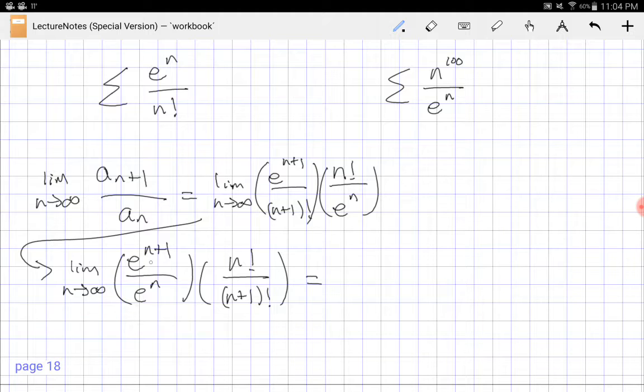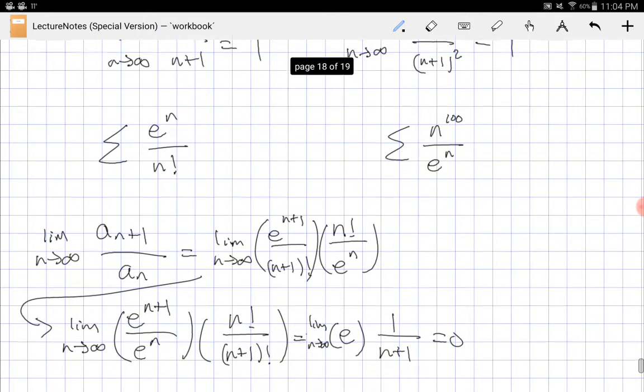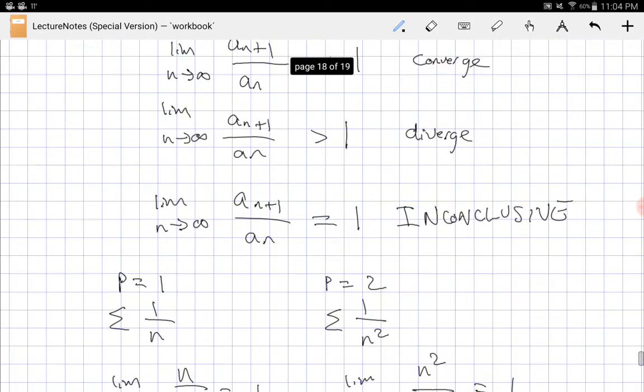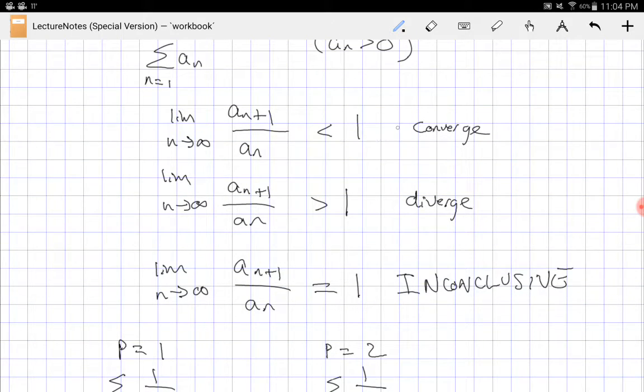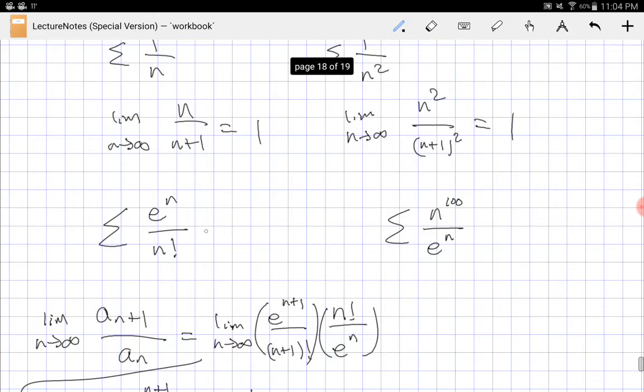And this is equal to, so e to the power of n plus 1 is equal to e times e to the power of n. And so e times e to the power of n over e to the power of n is e. So I know this is equal to e, and then I know n plus 1 factorial over n factorial is actually 1 over n plus 1. I did forget my limit here. Limit as n goes to infinity, and this equals 0. Since this number is less than 1, we can say from our conclusion of the ratio test, our limit is less than 1, so we know that this series will converge.